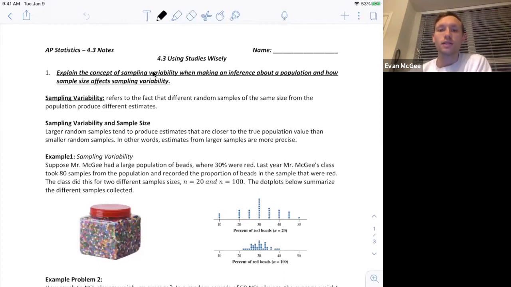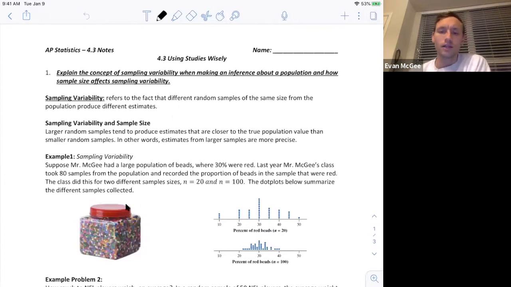We're going to look at sampling variability and, when making inference about a population, how the sample size affects sampling variability. Sampling variability is the fact that different samples of the same size from the same population produce different estimates. Essentially, no two samples are going to give you the same results. So the larger the sample, the more accurate your results tend to be. Let's look at an example to understand a little more.